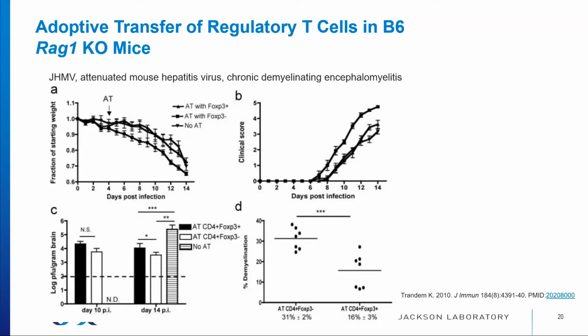In this experiment, the authors infected B6 RAG1 knockout mice with the MHV strain that will cause immune-related demyelination, which will develop if the mice are reconstituted with either JHMV immune CD4 or CD8 T cells. The FOXP3 positive regulatory T cells and the FOXP3 negative splenocytes were transferred. The mice that received the FOXP3 positive regulatory T cells showed less weight loss and improved clinical outcomes, similar to control mice, and decreased demyelination than those that did not receive the regulatory T cells.